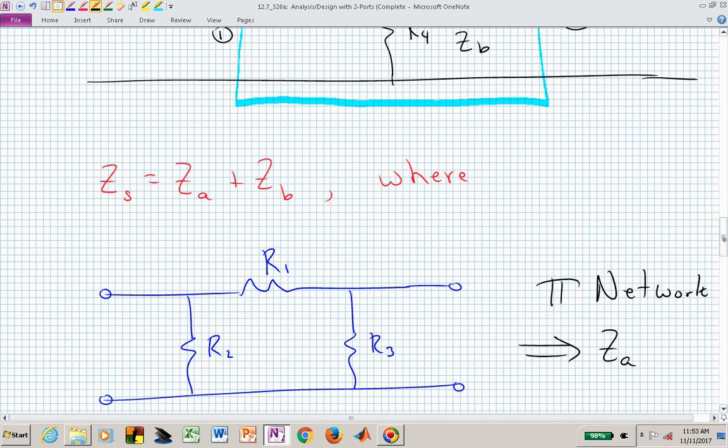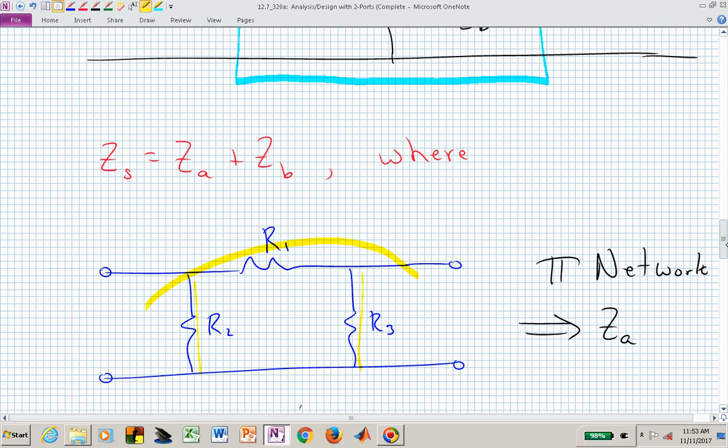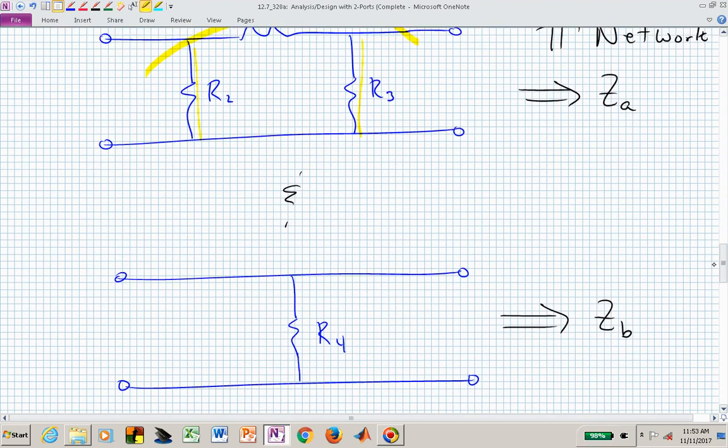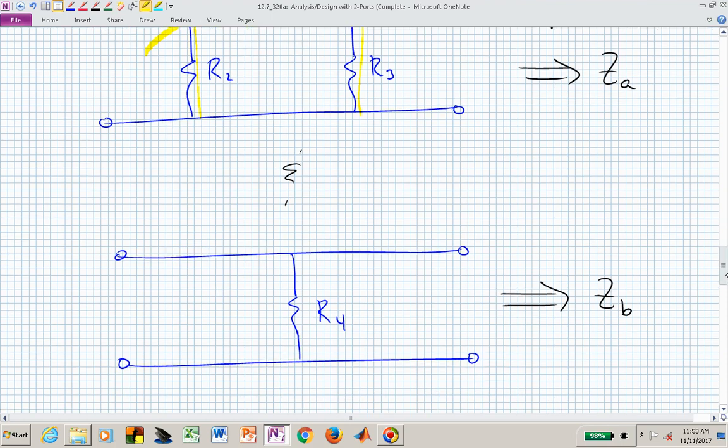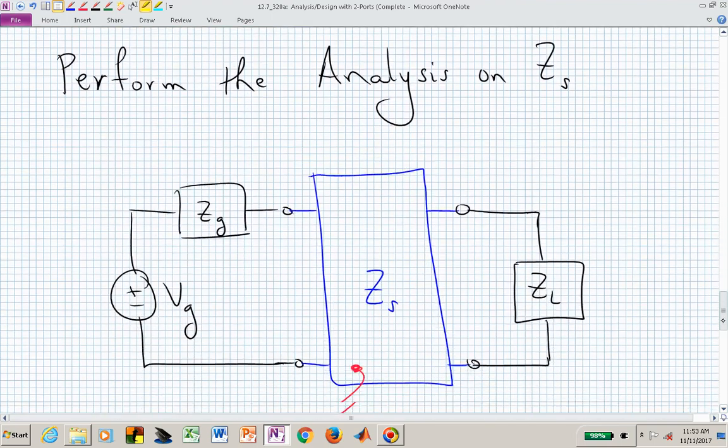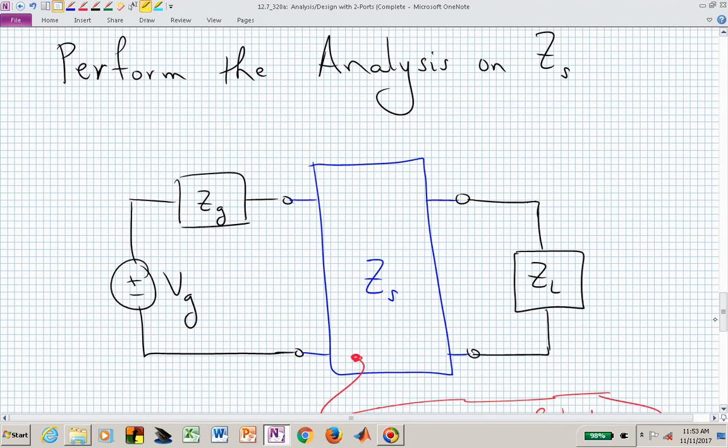And in fact, Z sub A will be this pi network, and I think you can see the pi shape here in that circuit, and so you might hear this referred to as a pi network, but you could then find those Z parameters. You could find the Z parameters for this 2-port network, and we could call those Z sub B. And once we've done that, now we can perform our analysis on that series combination. And it's a terminated network.